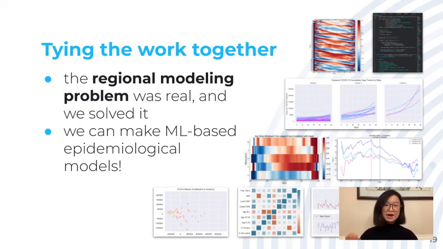Finally, we know that the regional modeling problem was real and that we were able to solve it, since the demographic data that we were using to calibrate our model produced a significant impact both on the error level and on the correlation level. And we also figured out that we can make machine learning-based epidemiological models.